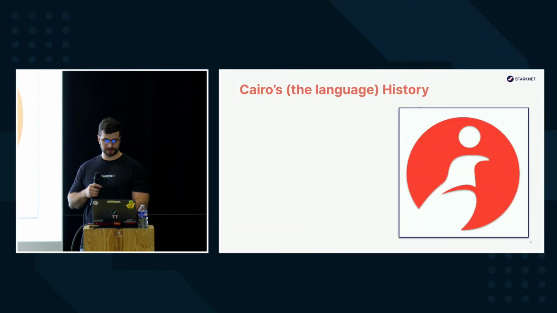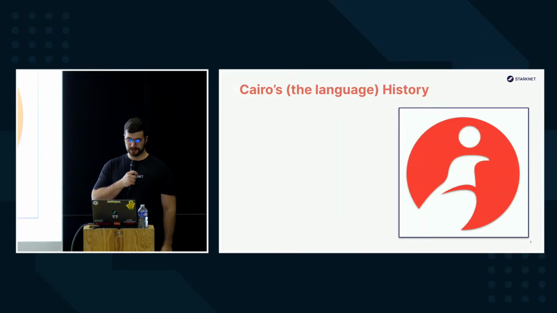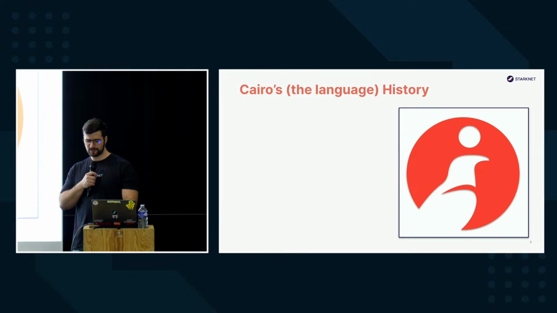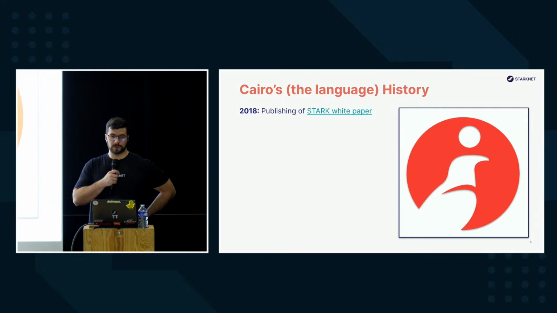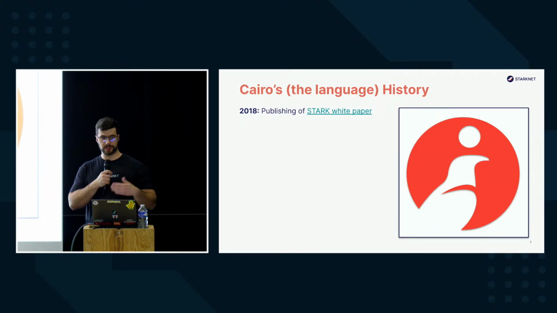Okay. Now let's look a little bit at the history of Cairo, how everything started. Initially in 2018, we have the publishing of the Stark white paper. So this is the proof system that basically lays the ground for all the technologies that we have so far, for Starknet, for Cairo, and everything else. Initially, this was created by StarkWare, by Eli Ben-Sasson, the inventor and creator of the STARK proof system.